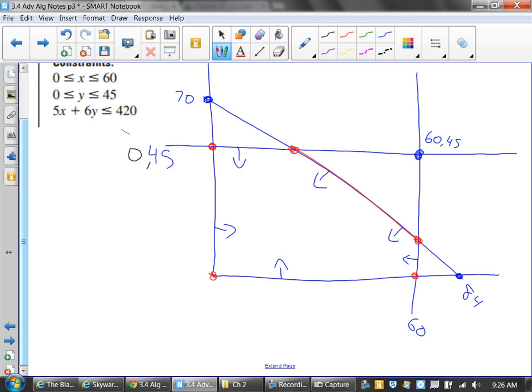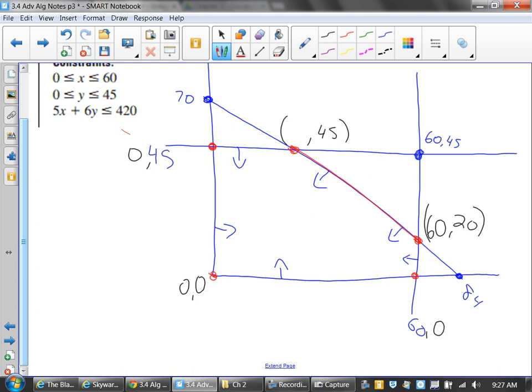Now I know where the boundary wound up, because as I go through my ordered pairs now, this is at 0, 45. This is at something, comma, 45. This occurs at 60, comma, something. And this is at 60, comma, 0. And obviously 0, 0. In order to figure out what those two unknown values are, all I have to do is substitute in. I know that the x value at this point is 60. So 5 times 60 is 300. 420 minus 300 is 120. 120 divided by 6 is 20.